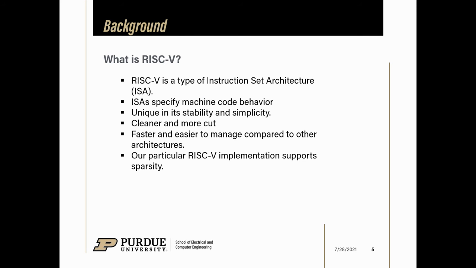Now, RISC-V is a type of instruction set architecture, or ISA. ISAs specify machine code behavior. It would be easy to think of it as the interconnect between software and hardware. But what makes RISC-V unique is its stability and simplicity, and how it's cleaner and more cut compared to other architectures. This makes it faster and easier to manage. Our particular RISC-V implementation supports sparsity.